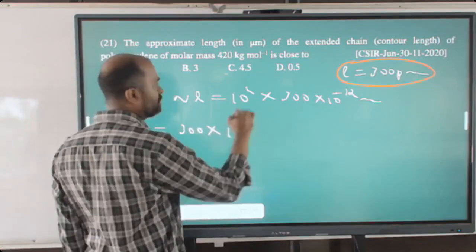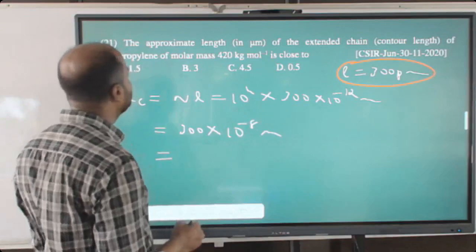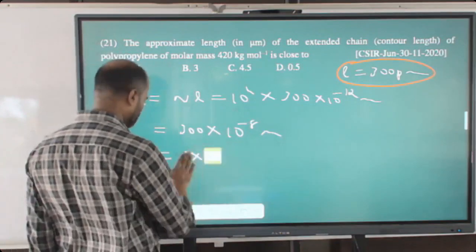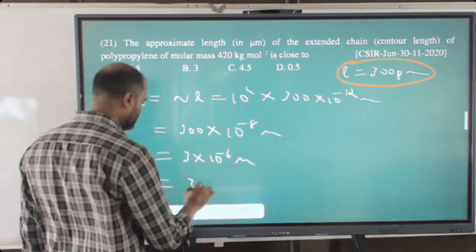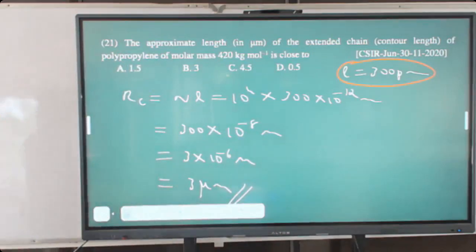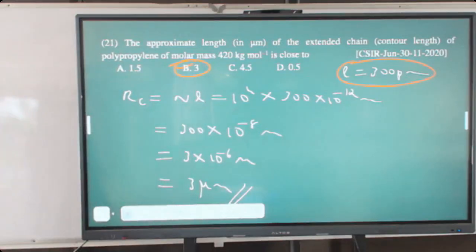(300 into 10 to the power of minus 8) minus 6. This is equal to 3 into 10 to the power of minus 6. That is 3 micrometer. 10 raised to minus 6 meter is called 3 micrometer. That's option B3. Option B3 is the correct answer.